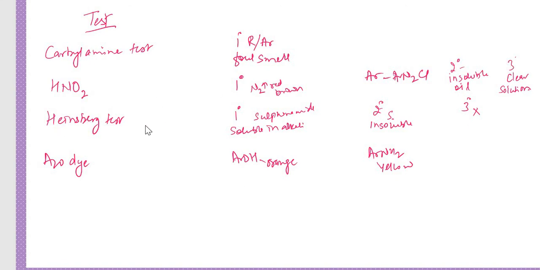Then we have done Hinsberg's reagent test, where we get a sulfonamide which is soluble in alkali when it's a primary amine. We get a sulfonamide which is insoluble in alkali when it's a secondary amine. And tertiary amines do not react. If we have to distinguish between phenol and aniline, we can use the azo dye test. We get an orange color with phenols and a yellow color with aniline.